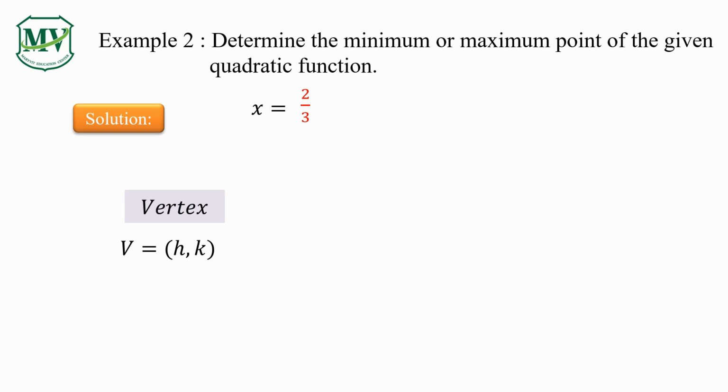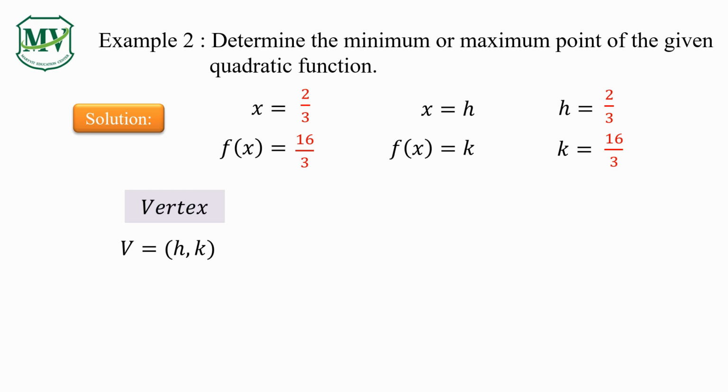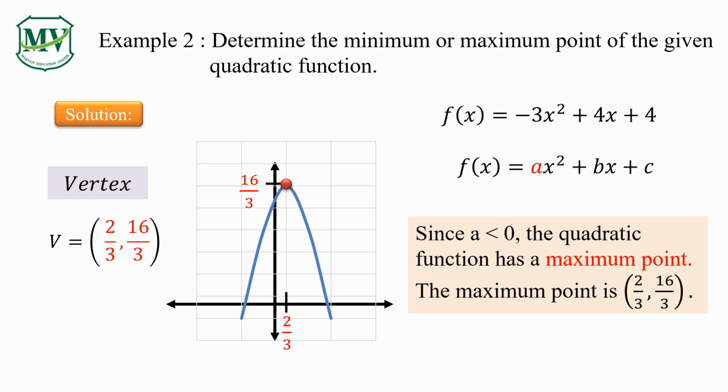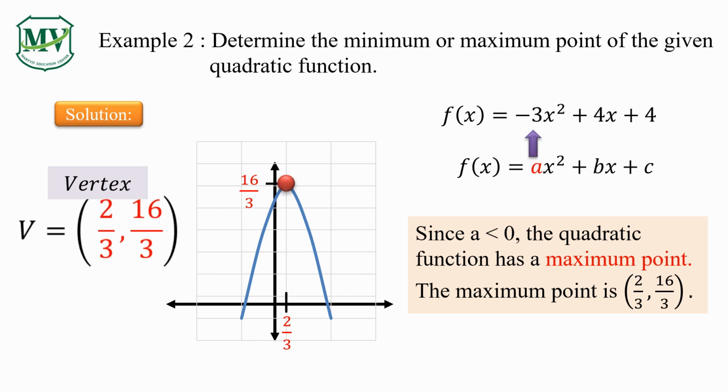Since x is equal to 2/3, x is equal to h is equal to 2/3. Since f of x is equal to 16 over 3, f of x is equal to k is equal to 16 over 3. So our vertex is 2/3 and 16 over 3. And this will be the graph of the given quadratic function. Since a is less than 0, the quadratic function has a maximum point. The maximum point is 2 over 3 and 16 over 3.